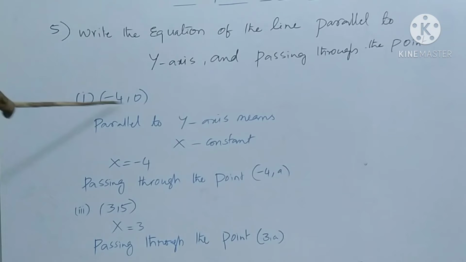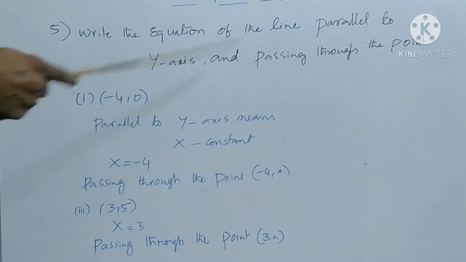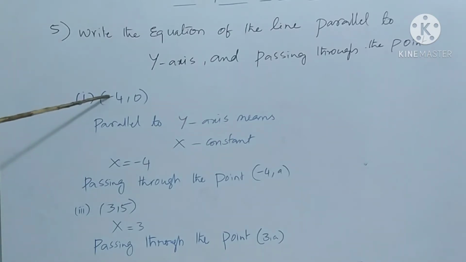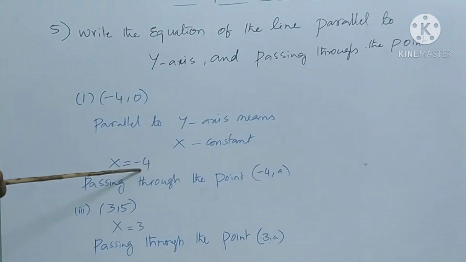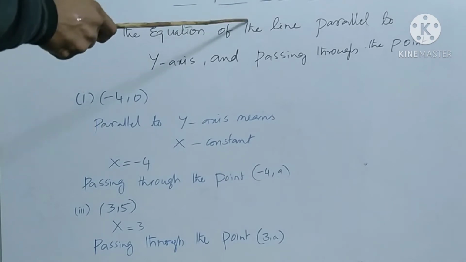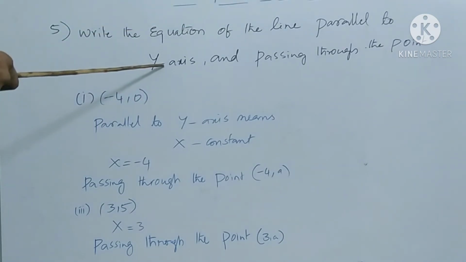The line is parallel to the y-axis, which means x is a constant. For any value of y, x is a constant term. So our equation becomes x = -4. This is the line passing through the point, which is parallel to the y-axis.